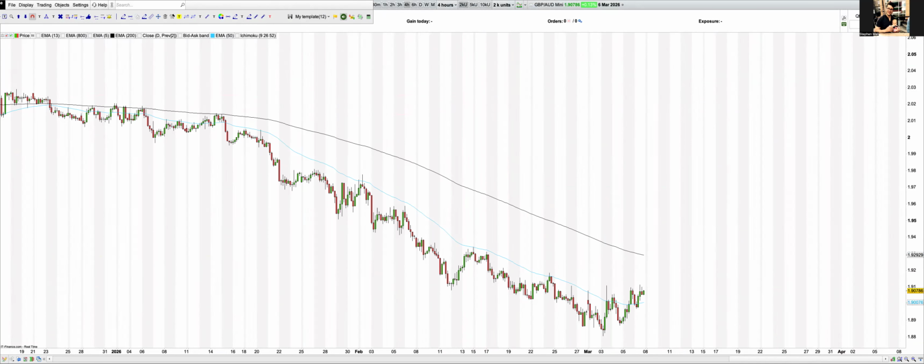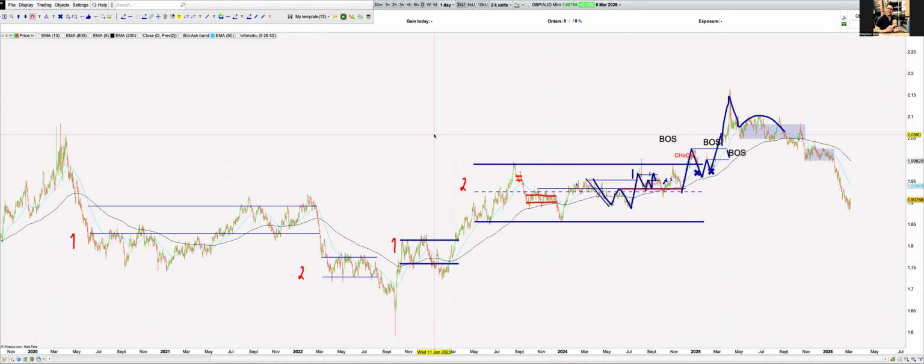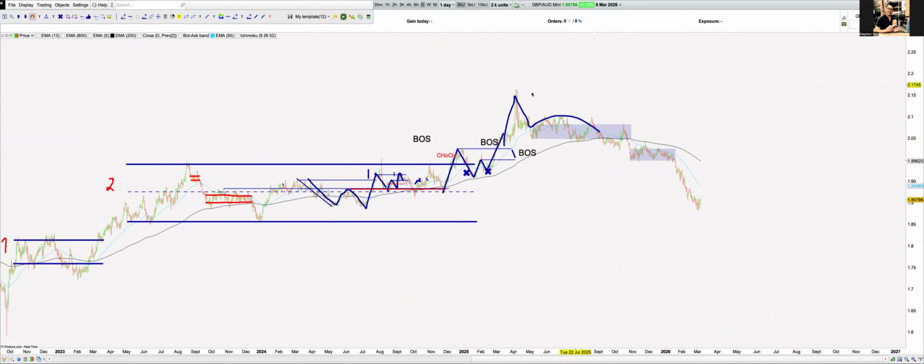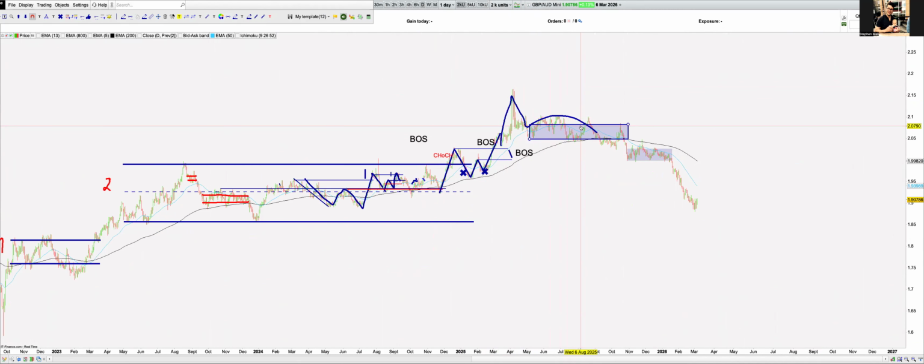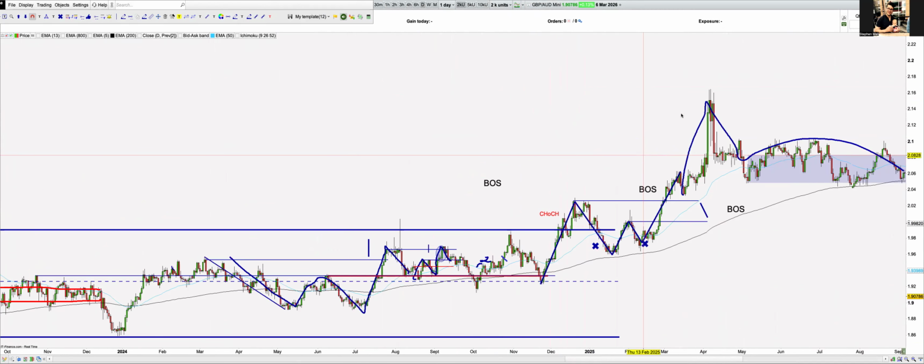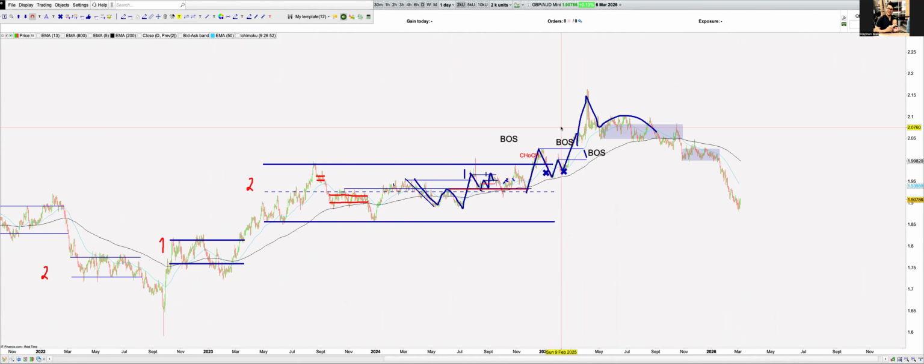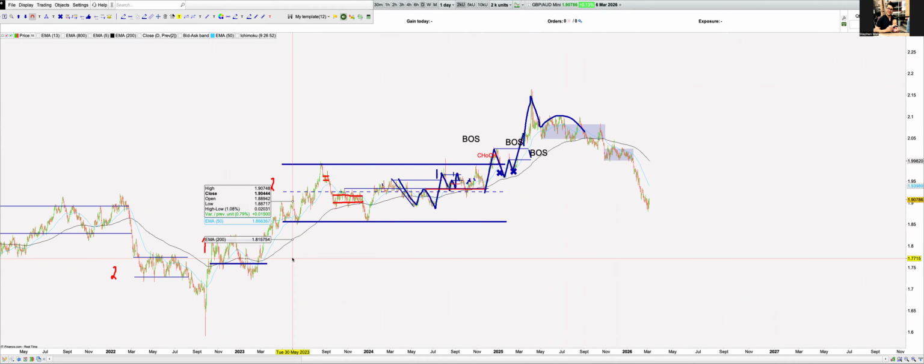GBP AUD, again, really nice to be able to track what its movements are. We were talking about it up here, this being that Batman here, and we have cascaded lower quite dramatically. We did see the structure before here on this one, thinking it was done with that high. Now it could target this low before it's ready to reset itself. Again, nothing for us.